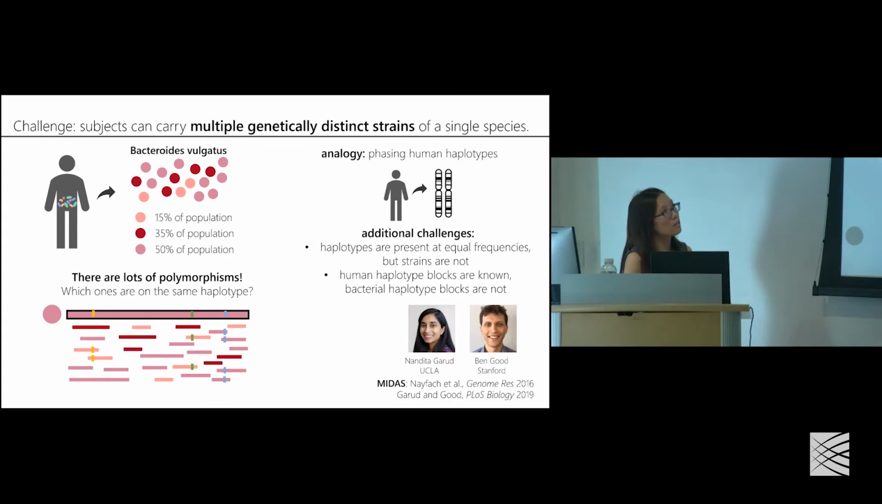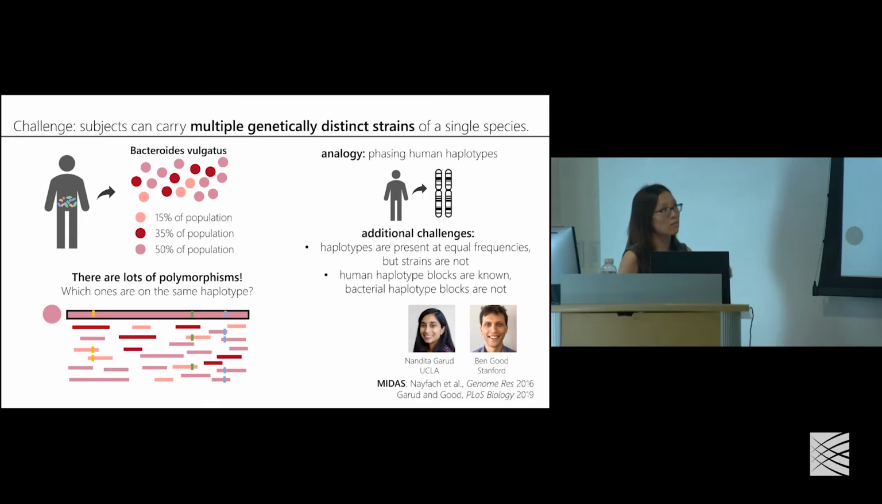There is an analogy here to phasing human haplotypes. Of course, when we sequence humans, we also expect to be sequencing 2 distinct chromosomes, sometimes more if you're sequencing cancer samples. But I would argue that there are some additional challenges we face in the microbiome space. In particular, with our haplotypes, our strains, in typical human samples we expect them to be present at equal frequencies because we have 2 chromosomes that are present in 1 copy each. But we can't make that assumption with strains. As I've alluded to here, strains can be at whatever frequency they like to be.